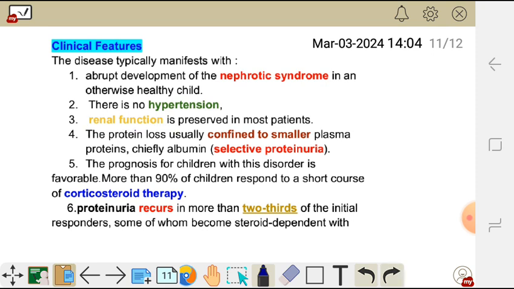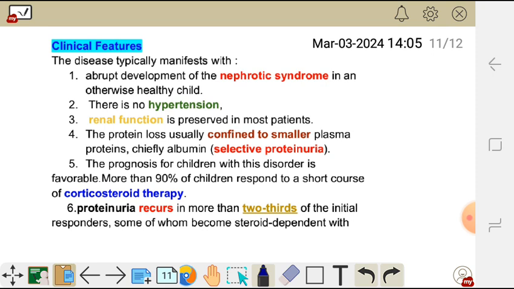And the protein loss is usually confined to smaller proteins, more specifically albumin. So albumin is what is lost in urine, and that is why it is called selective proteinuria. Why? Because we only have one type of protein which is lost in urine, that is albumin. So it is selective. Non-selective, that is we have more than one type of protein which is lost. But in this case we have selective proteinuria.